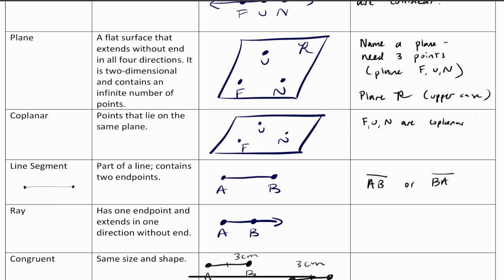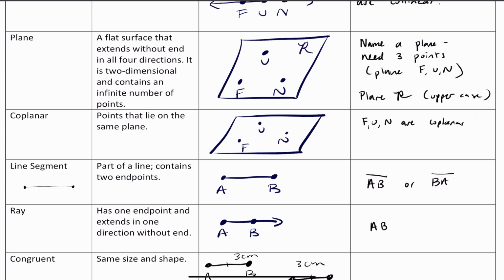But with this ray, it has one endpoint, and then it's going to extend forever and ever and ever without end. And that's why we have that arrow there. So to name this ray, you have to understand the following. How you write this does matter. You have to start with your endpoint, which is indeed A, and then where it goes, it's going towards B, and then it's going to go past B. You're going to write the letter B right after the letter A.